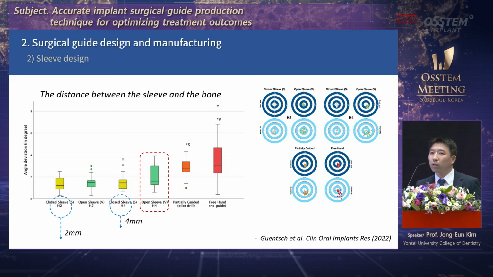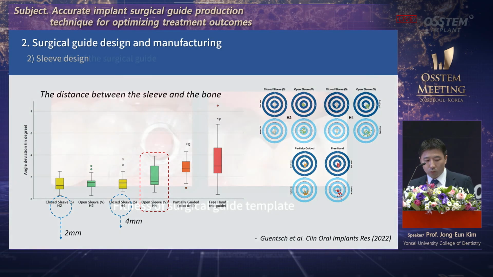And there's also discussion about open sleeve in the posterior area. There may be a limitation in how much the patient is able to open and close the mouth. So you need to design the sleeve so that it is close to the bone. Open sleeve design can also be highly accurate. However, the farther away the sleeve is from the bone, the open sleeve error increases. And depending on the system that you use, you need to make the right choices.